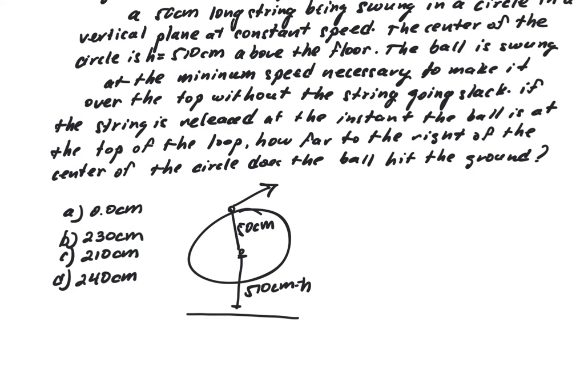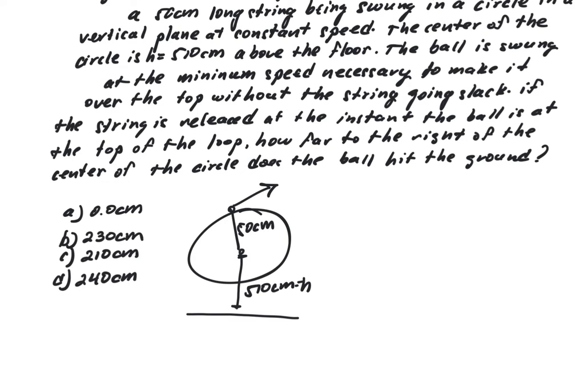Above the floor, the ball is swung at the minimum speed necessary to make it over the top without the string going slack. If the string is released at the instant the ball is at the top of the loop, how far to the right of the center of the circle does the ball hit the ground?